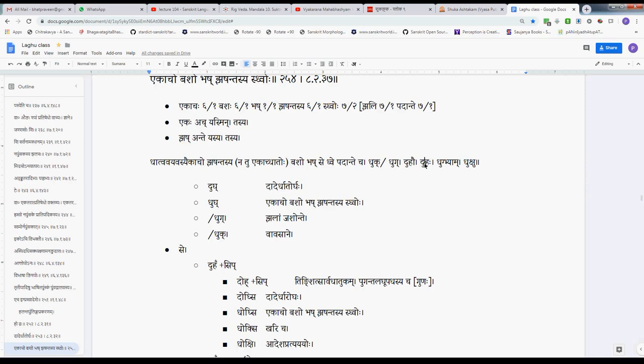This is Jash as well as Shas. Same idea. Shas also. Why? Because Shas is not Sarvanamasthana. But Shas is Ajadi Pratya. So it has Bhasanya. Therefore, Padanta will not apply. So Duhau, Duhaha. Only in the Pada place you see Dakara has become Dakara.